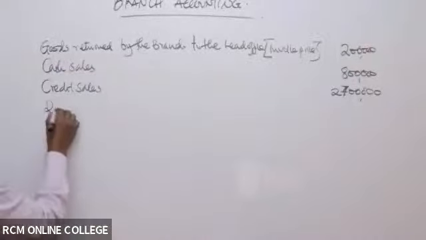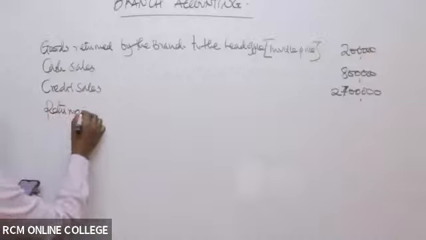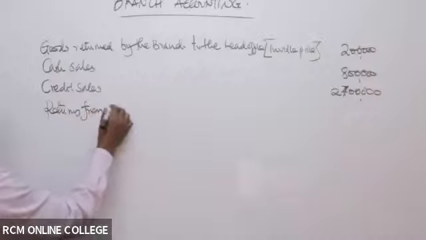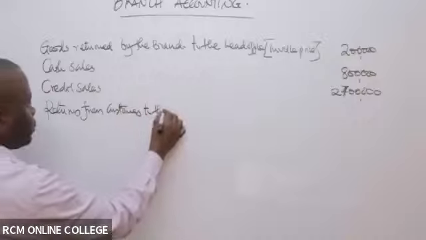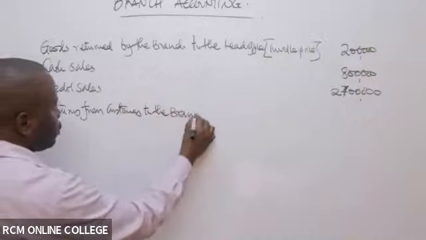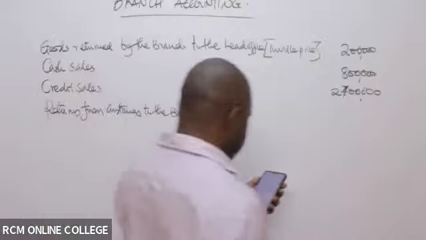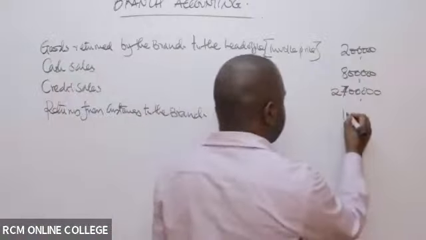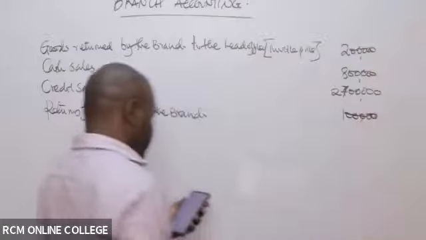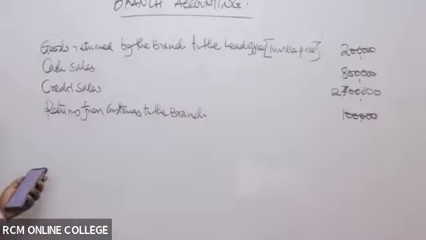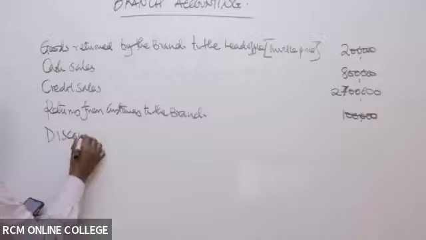So there were returns from customers to the branch. Customers returned some goods to the branch in Nakuru. Our branch in Nakuru, they sold to customers, but these customers ended up having to return to them some goods. So returns from customers to the branch, this was actually 100,000.